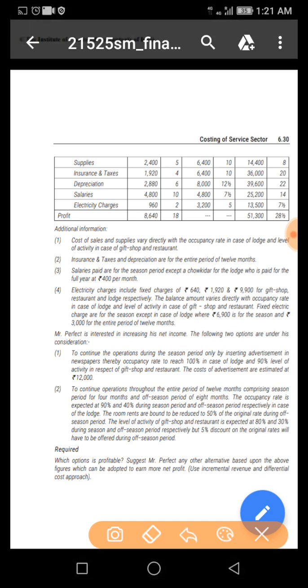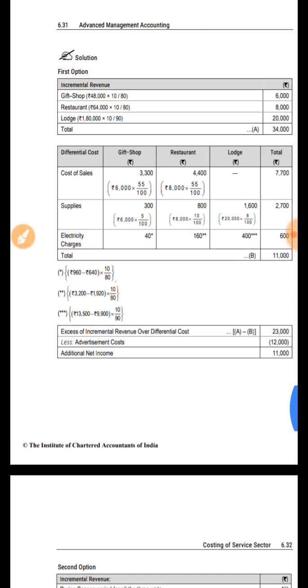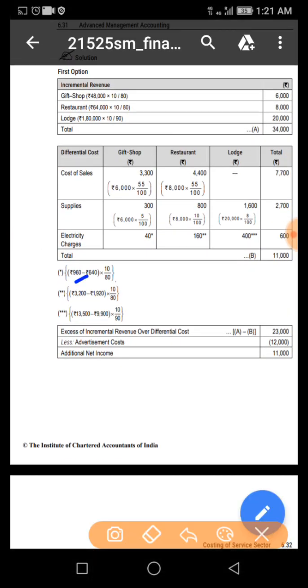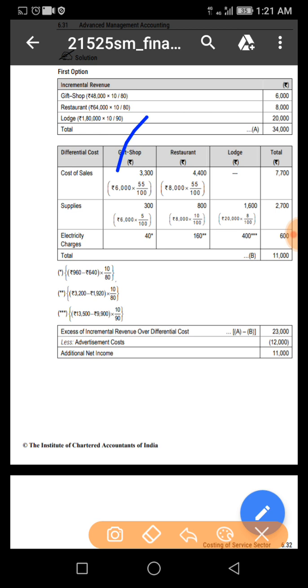I said what is relevant, 960 minus 640, that much only is relevant. So see, 960 minus 640, we are going to increase on 80%. 80% पे 10% increase हो रहा है. So that's why into 10 by 80 in case of gift shop. In case of restaurant also into 10 by 80. In case of lodge, earlier it was 90%. 90% पे 10% increase हो रहा है. So that's why into 10 by 90. Okay, this 400.